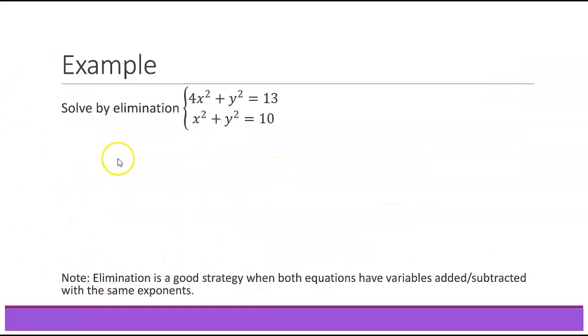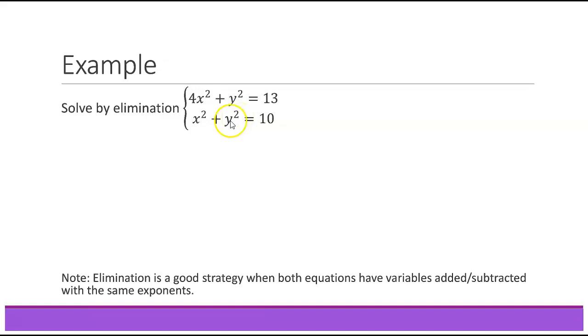Let's go ahead and try another example. This time we're going to solve by elimination. The equations are 4x squared plus y squared equals 13, and x squared plus y squared is equal to 10. I have this note on the bottom that says elimination is a good strategy when both equations have variables added or subtracted with the same exponents. So here I have x squared and x squared in each equation, and y squared and y squared in each equation.